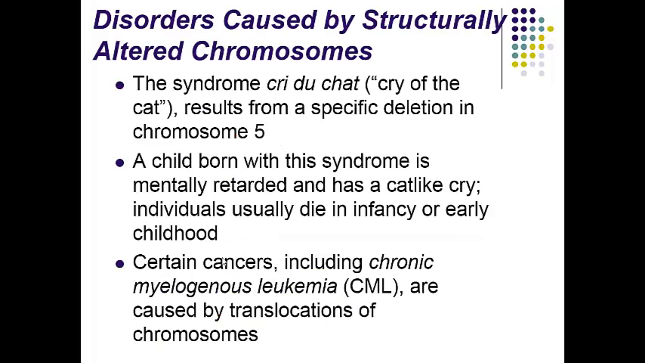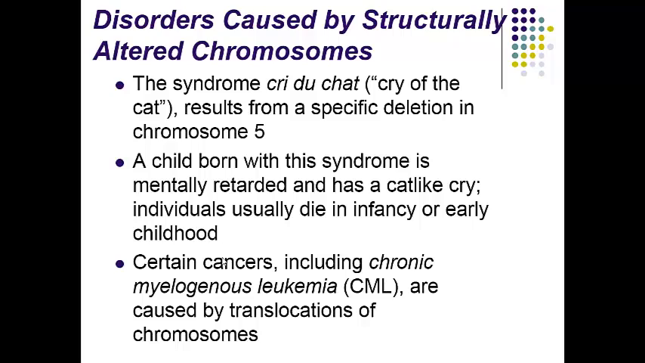Here we see some examples. One syndrome caused by a deletion is called cri du chat, which stands for cry of the cat. This is caused by a deletion on chromosome 5. A child born with this syndrome is severely mentally impaired, and they have a cat-like cry. They usually die very early in infancy.